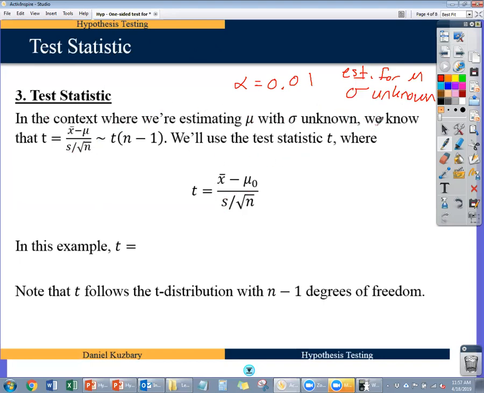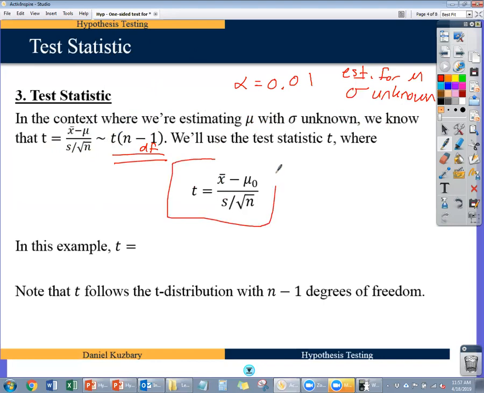So the test statistic we're going to use is t is equal to x bar minus mu divided by s over the square root of n. And that follows a t-distribution with n minus 1 degrees of freedom. So this n minus 1 is the degrees of freedom, the sample size minus 1. The t just stands for the t-distribution.